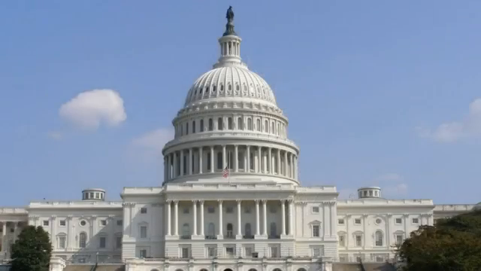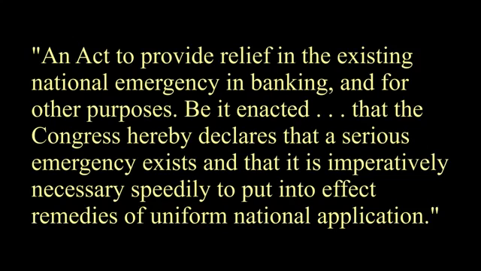The House of Representatives convened at noon on March the 9th, 1933. After the customary opening of prayer and the disposing of certain routine housekeeping matters, a message was received from the President which requested passage of H.R. 1491. The bill's preamble dramatises the haste with which the President's minions sought to railroad the bill through both houses of Congress. An act to provide relief in the existing national emergency in banking and for other purposes, be it enacted, that the Congress hereby declares that a serious emergency exists and that it is imperatively necessary speedily to put into effect remedies of uniform national application.